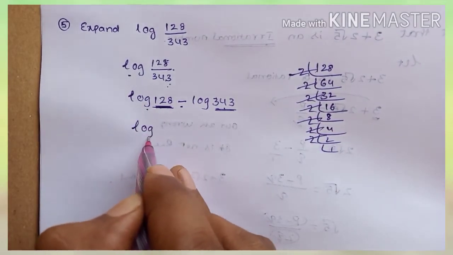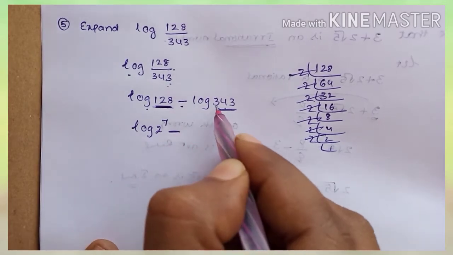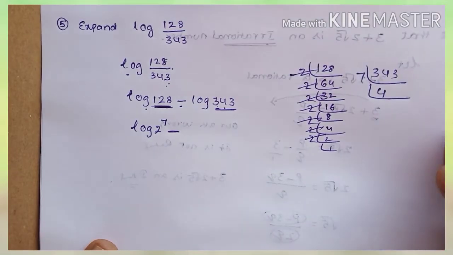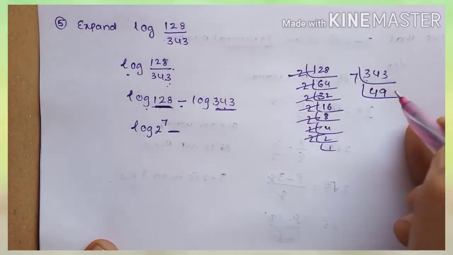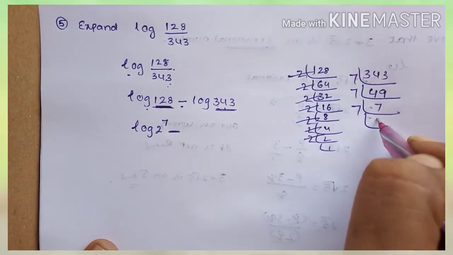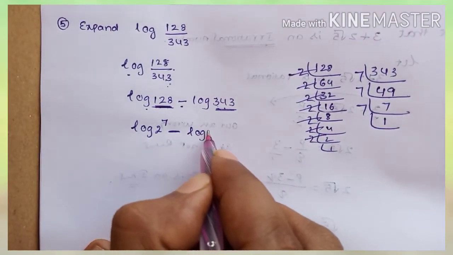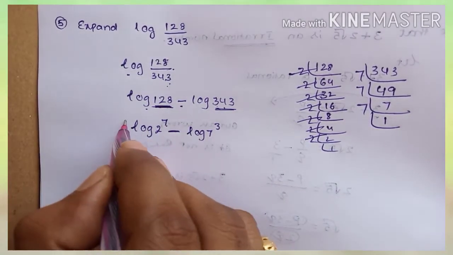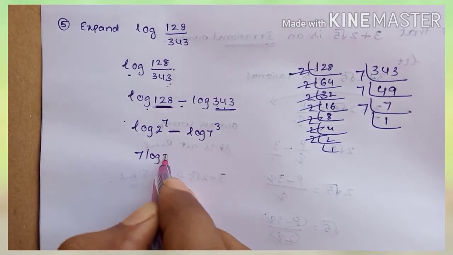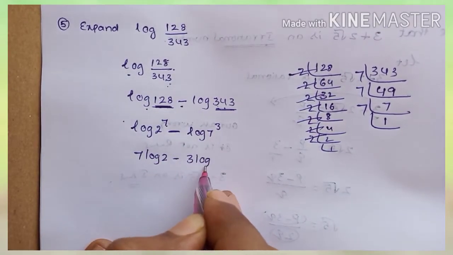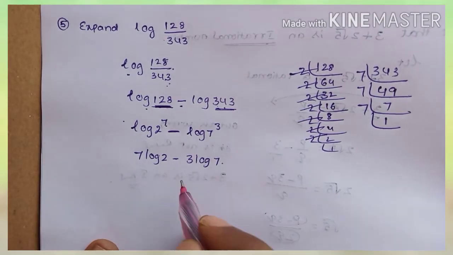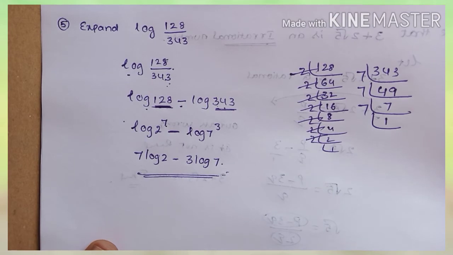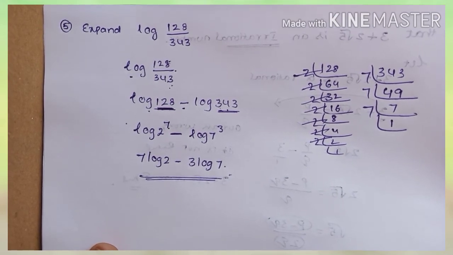So this you can write as log 2 to the power 7 minus log 343. This you can factorize with 7: 7 times 49 is 343, 7 times 7, 7 times 1. So logarithm of 7 to the power 3. Now you can write the power value as coefficient. So 7 log 2 minus 3 log 7. Right, this is called the expanded form of the given number. Okay, let's go for the next one.